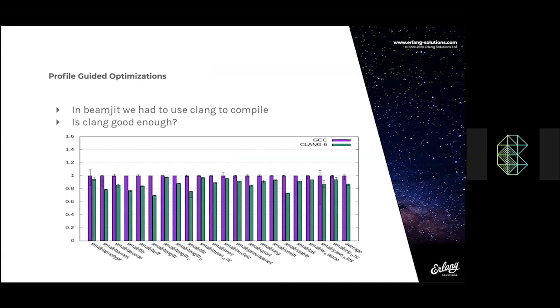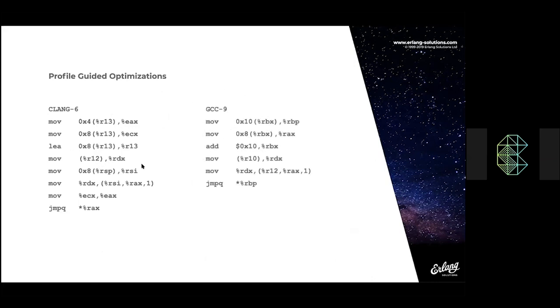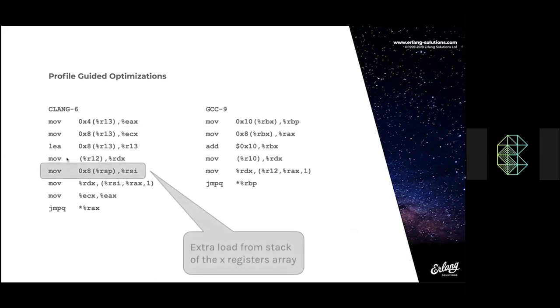So we found out, or we knew this, that you can do profile guided optimization on the C code, and we found out that this actually makes it better. So where does this performance go? If we look at the Clang 6 code compared to the GCC 6 code, there's a small part that is the culprit for this specific instruction. This is a read from the stack that's not part of the GCC code, and this is a read of the X register array. This happens in almost all instructions within the emulator, and this costs a lot of performance.